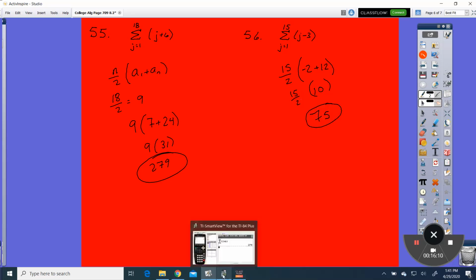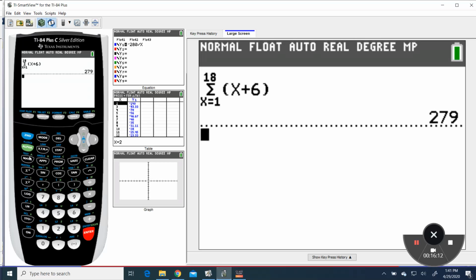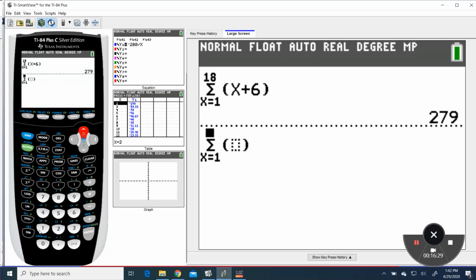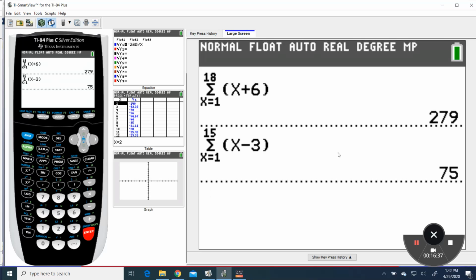Okay, again, I can go to my calculator. I can hit math, go to 0. There it is. I type in x. This one started at 1. It went up to 15. And then it was x minus 3. And there's our 75 again.